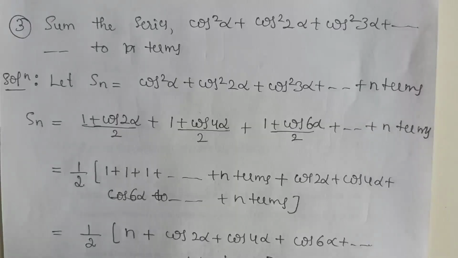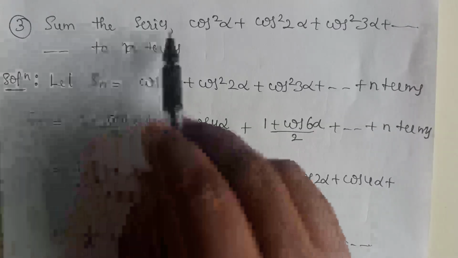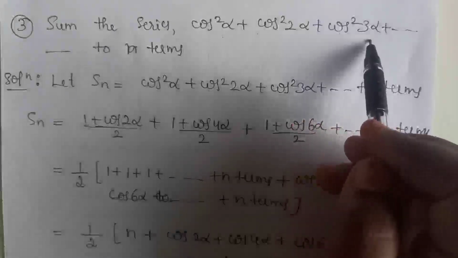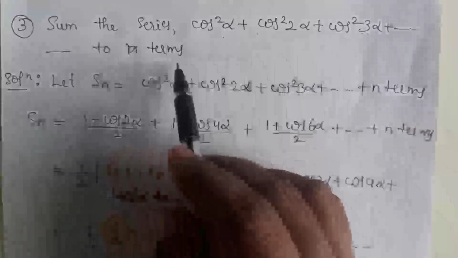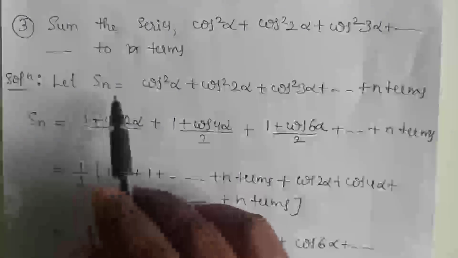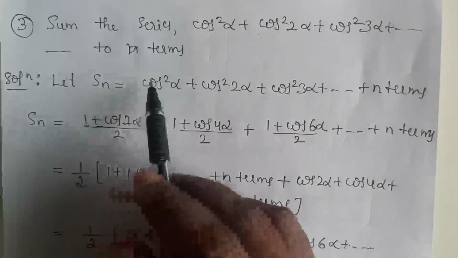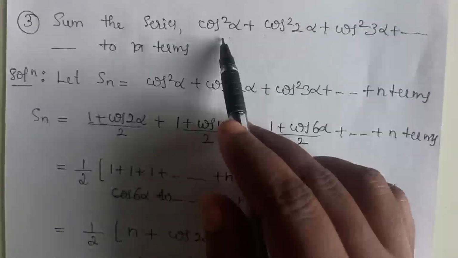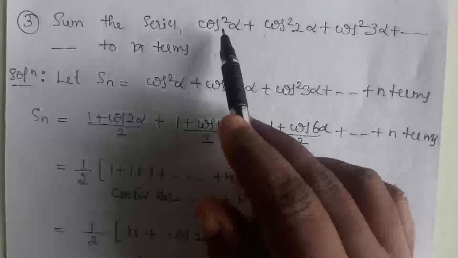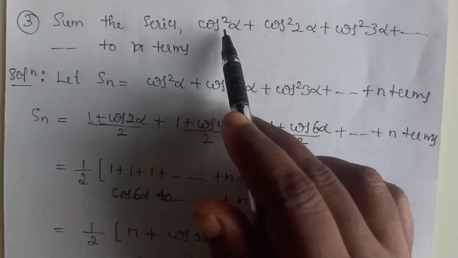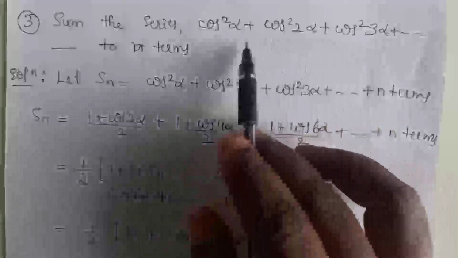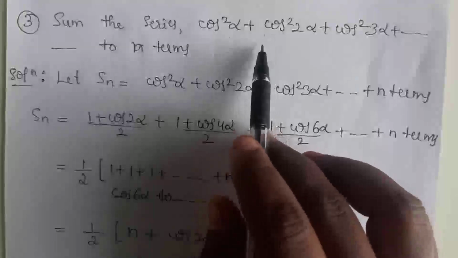so next we solve another example. Sum the series cos square alpha plus cos square 2 alpha plus cos square 3 alpha plus up to n terms. Solution, let Sn equals to, so see here, given that all the series are cosine series in terms of power. Okay, so therefore we know that we only sum the cos series, cos 2 alpha and so on, but here power is given, therefore first we have to remove this power by using some formula.